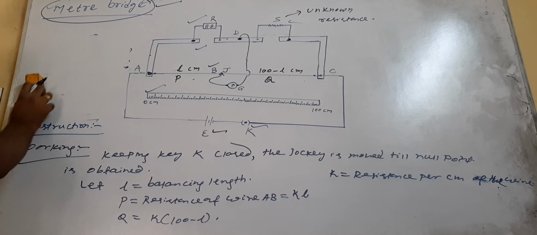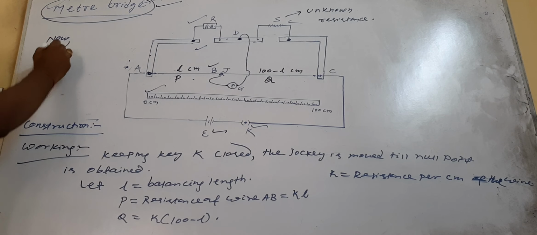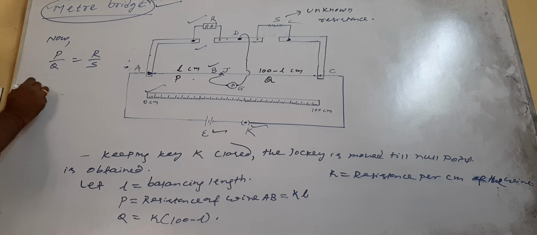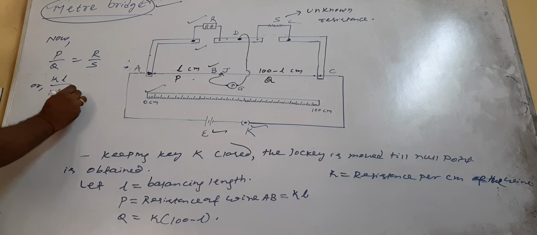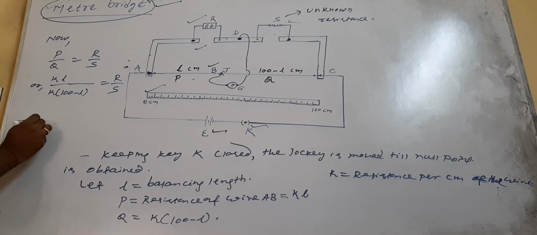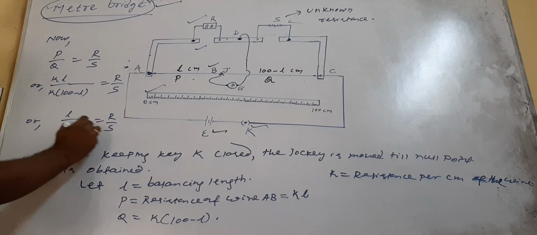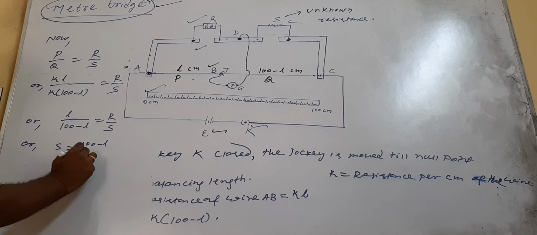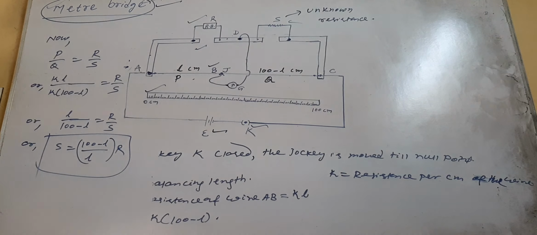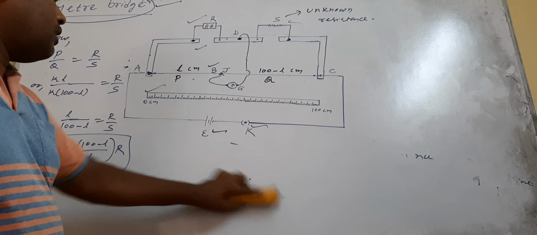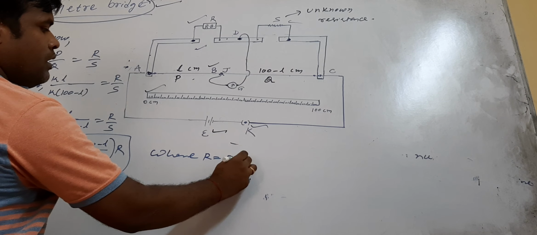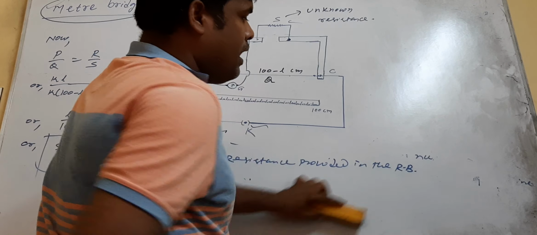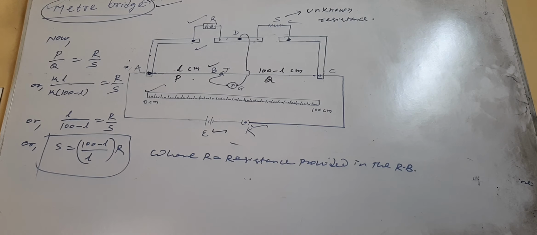Now, in the balanced condition, P by Q is equal to R by S, or K into L by K into 100 minus L is equal to R by S, or L by 100 minus L is equal to R by S, or S is equal to 100 minus L by L whole into R, where R is the resistance provided in the resistance box.